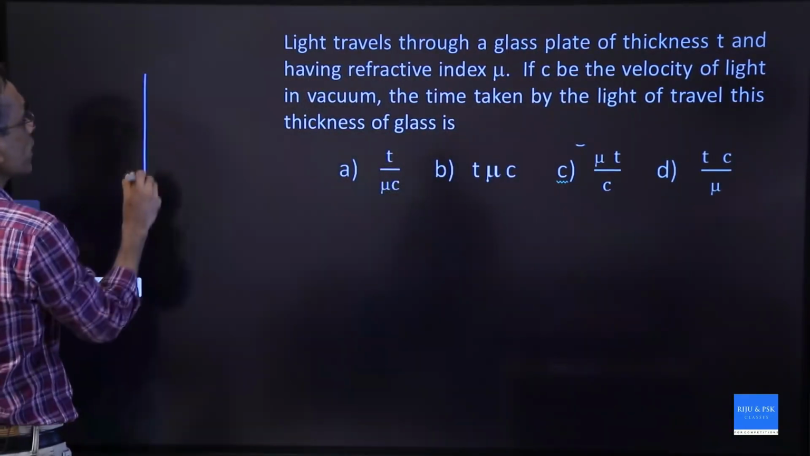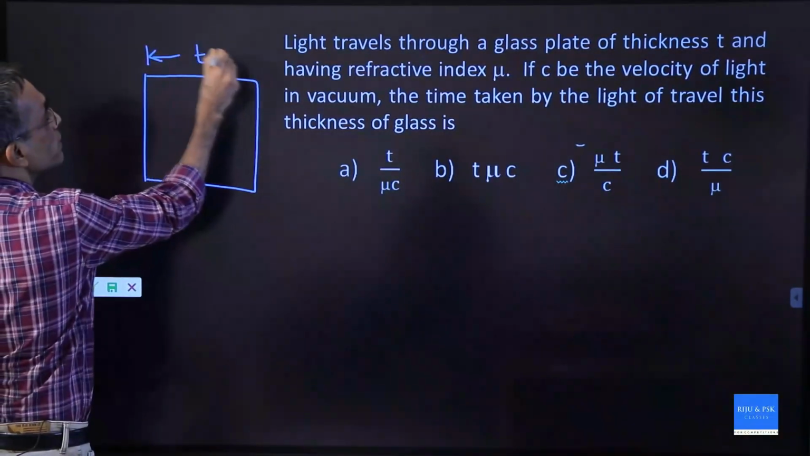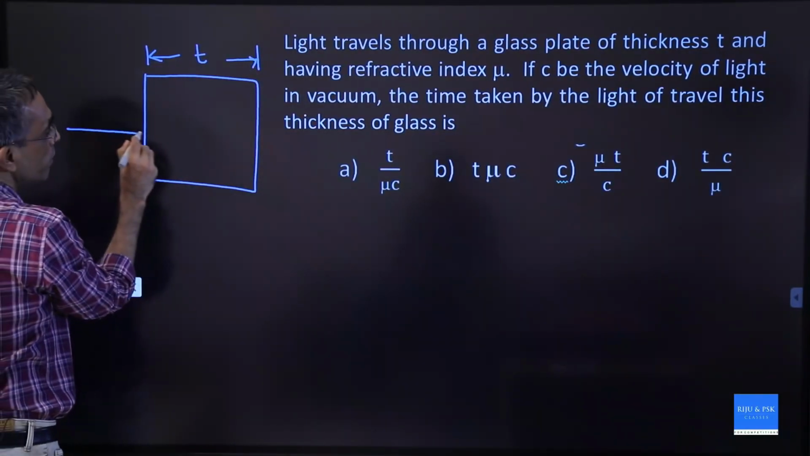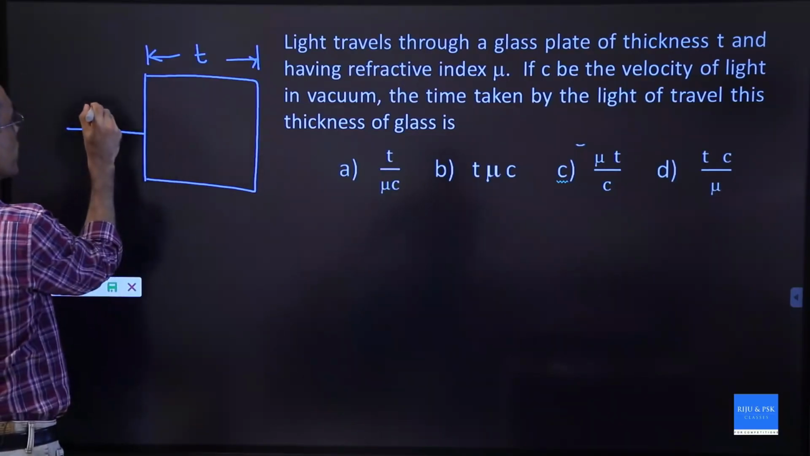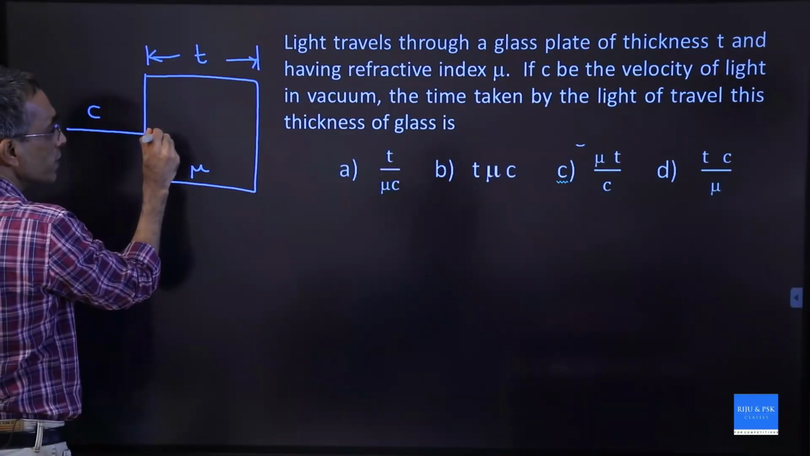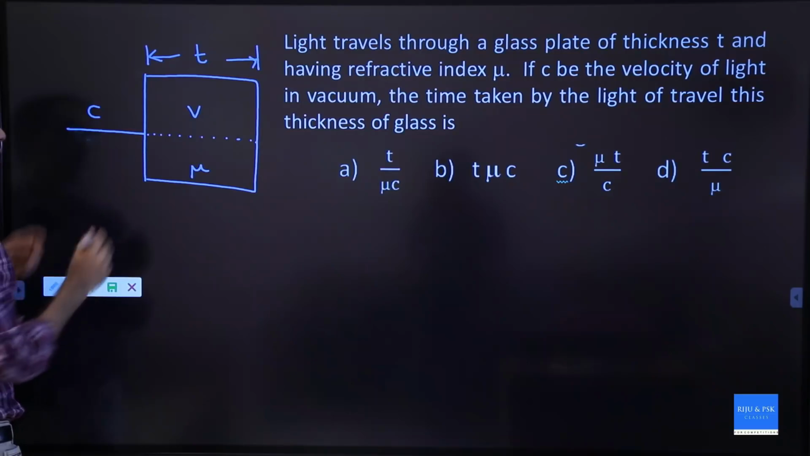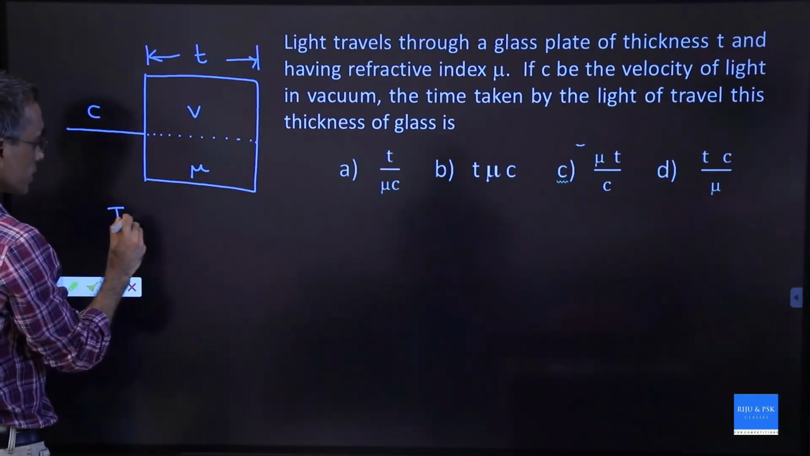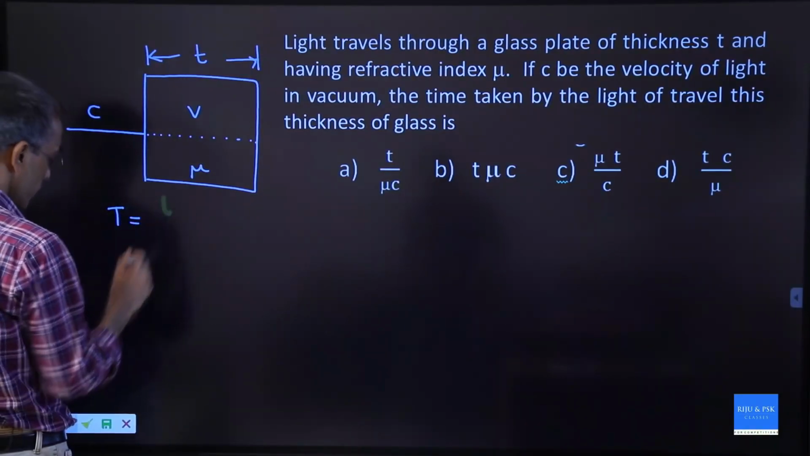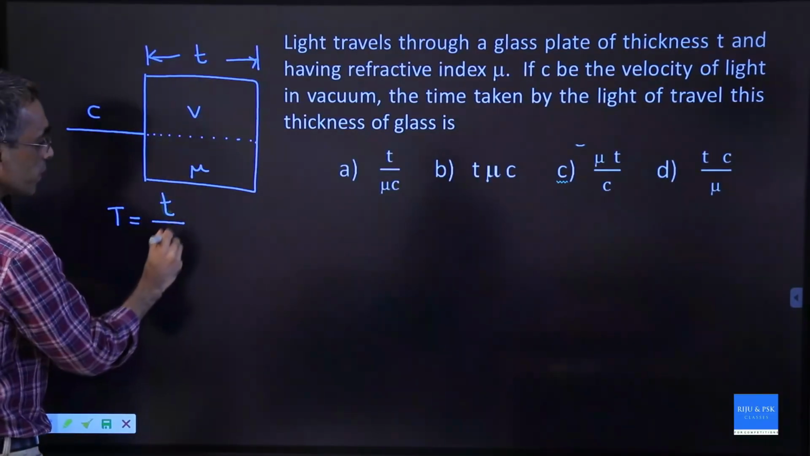So, there is a glass slab, okay, whose thickness is given as T and light is going through the glass slab. In air its speed is c. This material has got a refractive index mu. So, when it enters glass its speed will decrease, speed will become v. Now, the time taken to travel that distance I will take as capital T. This should be equal to the thickness, which is the distance travelled, divided by the speed v.